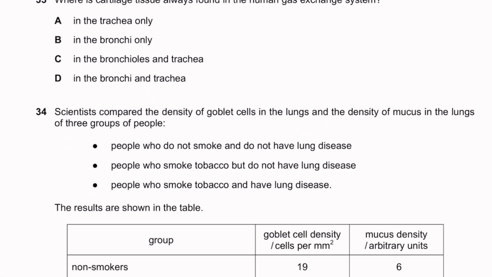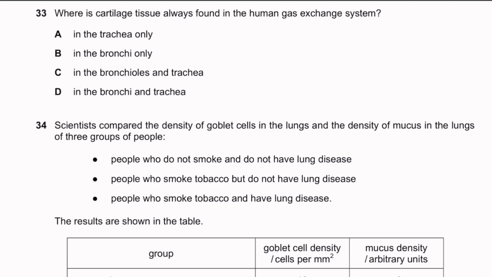Where is cartilage tissue always found in a human gas exchange system? Okay, cartilage is going to be found in the trachea and the bronchi, definitely not in the bronchioles and definitely not in the alveoli. So yeah, trachea and bronchi. So D.